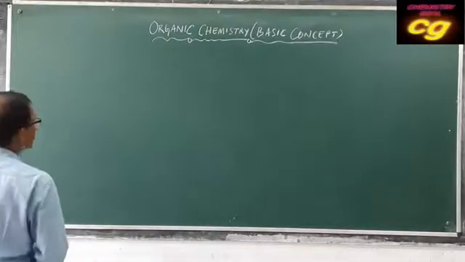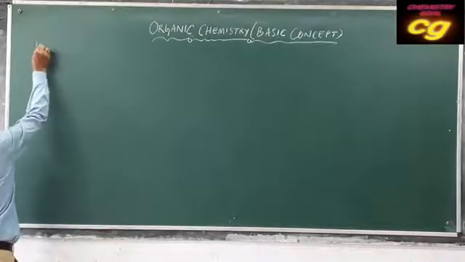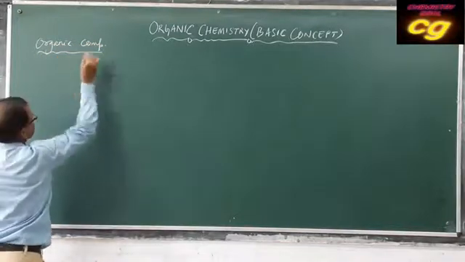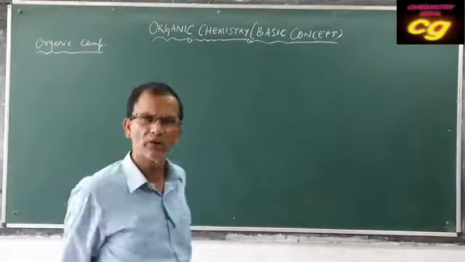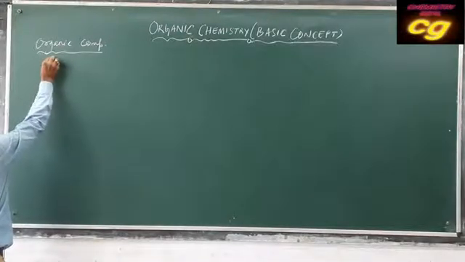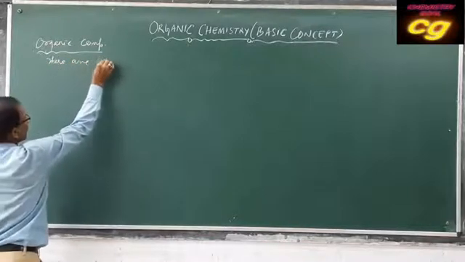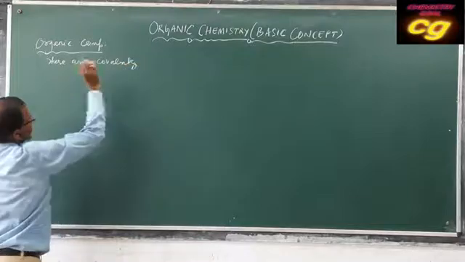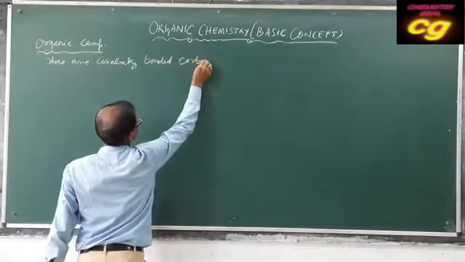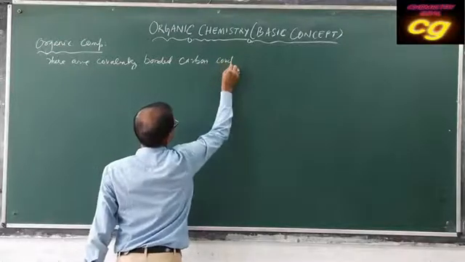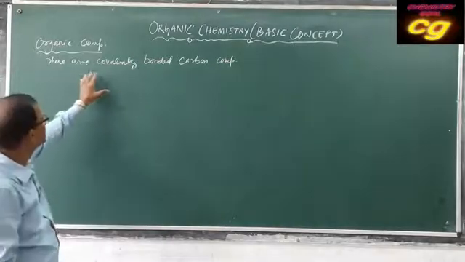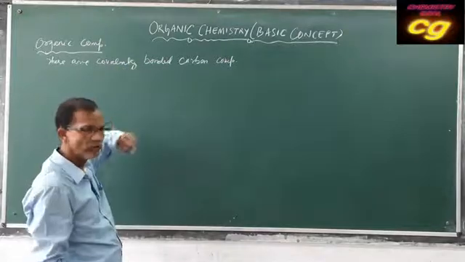So let us start. What is an organic compound? What is the meaning of organic compounds? Which type of compounds are called organic compounds? Mainly these are covalently bonded carbon compounds. These are covalently bonded carbon compounds, especially where carbon is mainly present.